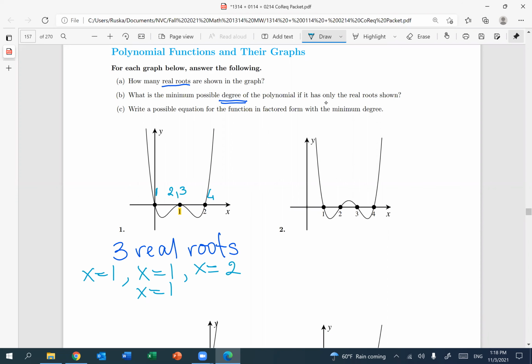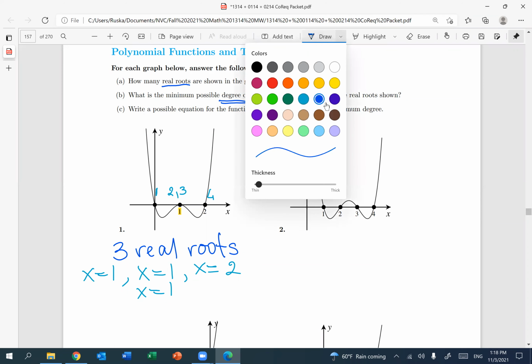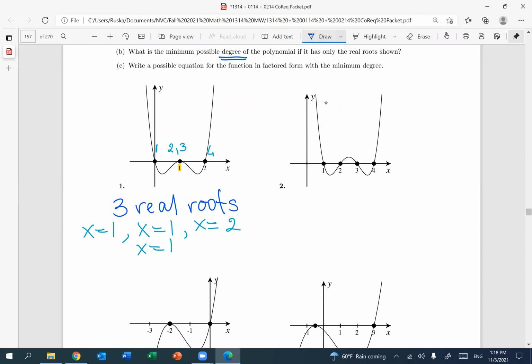So if I have 4 solutions, there are 3 real roots, but one of them is bouncing, it's squared, it's a double, okay? So the degree of the polynomial is going to be what? It's going to be 4, because one of those roots is double, okay? Write the possible equation in factor form. The possible equation you're going to get from the zeros. I'm sorry, here I put 1 instead of 0, right? This should be 0.